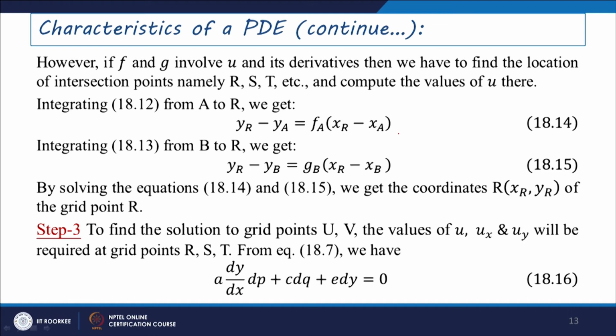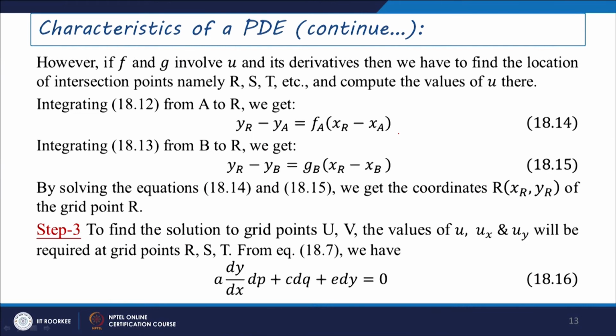And similarly, if you integrate equation 18.13 from B to R, we get yr minus yb equals gb into xr minus xb. So, by solving these equations, 18.14 and 18.15, we can get the coordinates xr, yr of the grid point R itself.